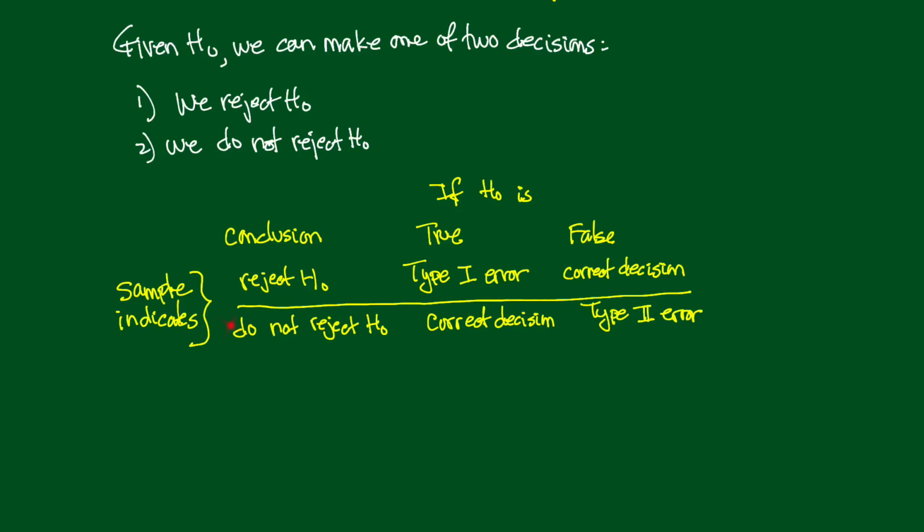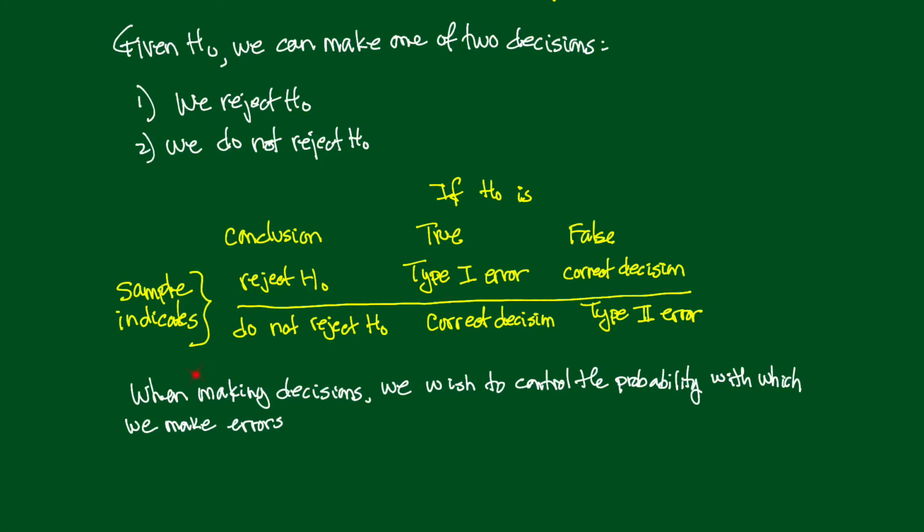Now, if our sample indicates that we do not reject H naught, right, there's not enough evidence to reject H naught, and if H naught is really true and we don't reject it, we've made the correct decision, right? It's really true, we don't reject it. Good decision. But if we do not reject H naught and H naught is really false, we're failing to reject a false statement. That's called a type 2 error.